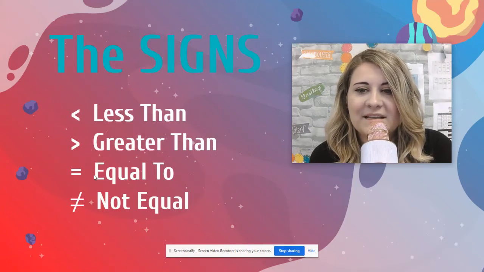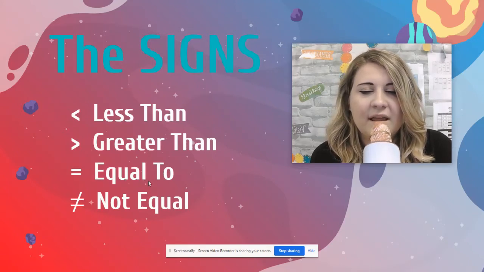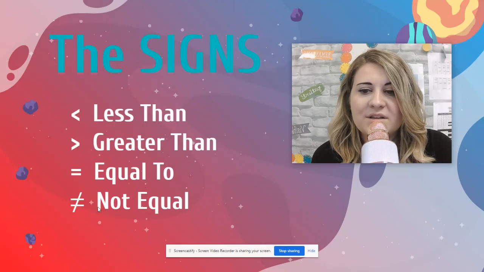And then the next one is equal to. Hopefully we all know what an equal sign looks like. These are going to be your three main ones, okay? You're only going to use the equal to sign if the numbers are exactly the same in all 4 or 3 digits, okay? And then this bottom one is called the not equal sign.